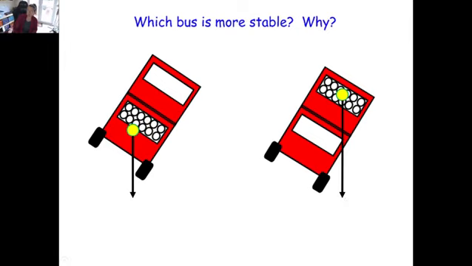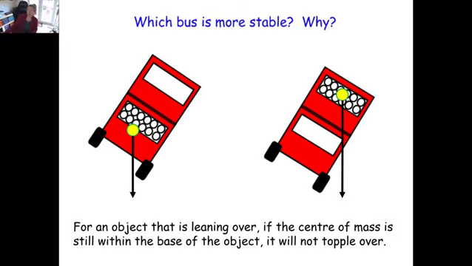Now, for an object that's leaning over, if the centre of mass still falls within the base of the object, then that object won't topple over. But here, the centre of mass is acting outside the base of the object. So in this instance, that bus would topple over.